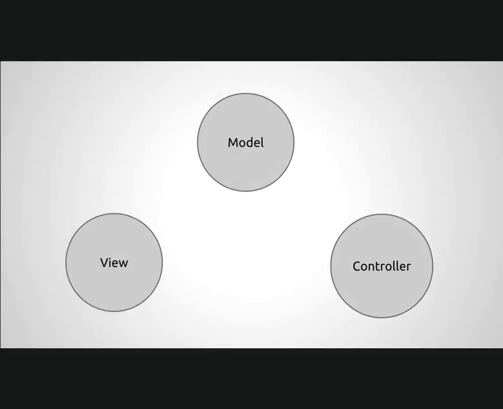MVC is made up of three different components: model, view, and controller. The first component, model, is responsible for storing data. The second component, view, is a presentation of this data. The third component, controller, is responsible for the actions taken by the user on the view component, and those actions are handled in a controller. We call it business logic. All these three components work together to make a complete application.